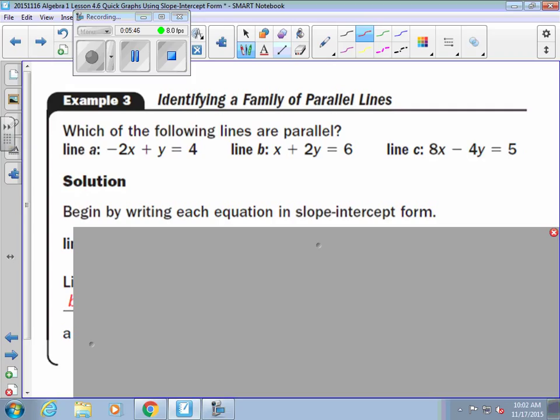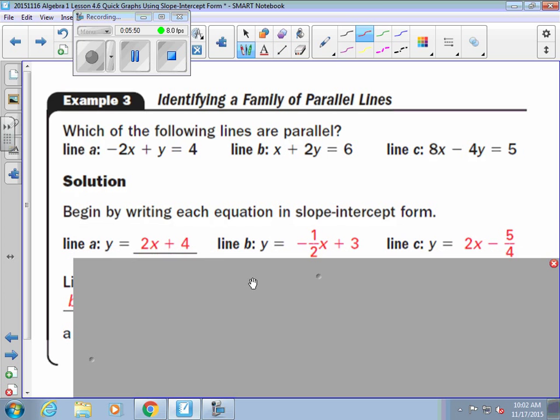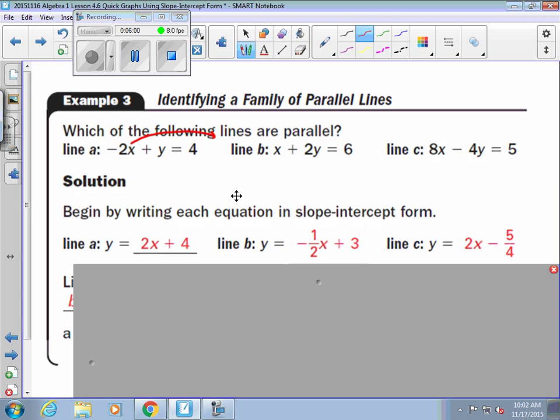So the first line, negative 2x plus y equals 4, when we convert it into slope intercept form, we're going to bring this over, and it's going to say y equals 2x plus 4. When we convert the second equation, we're going to bring x over, and it'll say 2y equals negative x plus 6, and then we'll divide all terms by 2, which makes it say y equals negative 1/2 x plus 3.